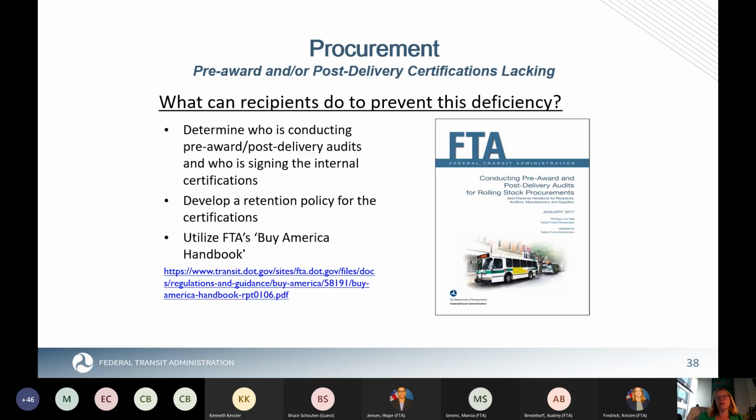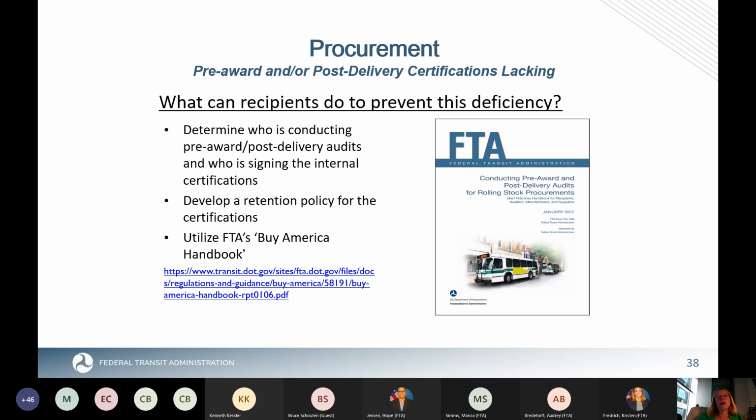Another great resource, and FTA's website is chock full of good resources, is shown here on the screen. And the URL is at the bottom, and that is FTA's Buy America Handbook, really the how-to guide for conducting Buy America audits, but also contains checklists and sample forms and certifications for you to use during that process.